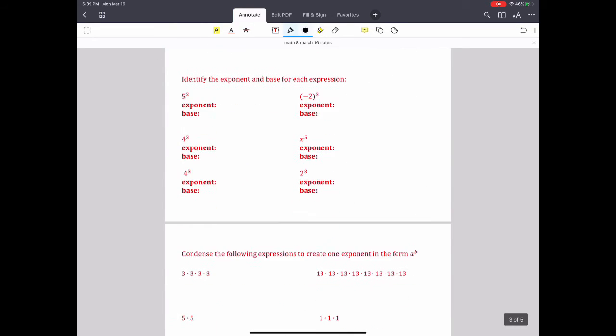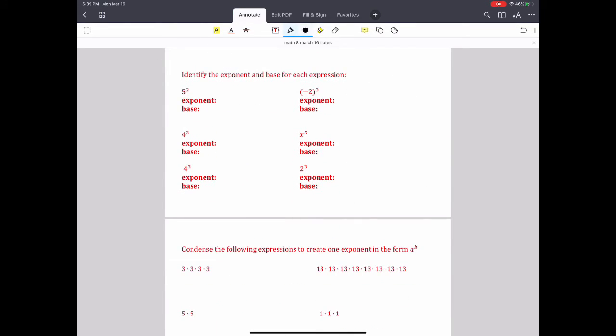Okay, moving on here. Identify the exponent and base for each expression. So the exponent is just the number that's being raised to. So the exponent is 2, and the base is 5. So that would be like 5 times 5. Exponent here is 3. The base is 4. Go ahead, pause the video, and try the rest of those.